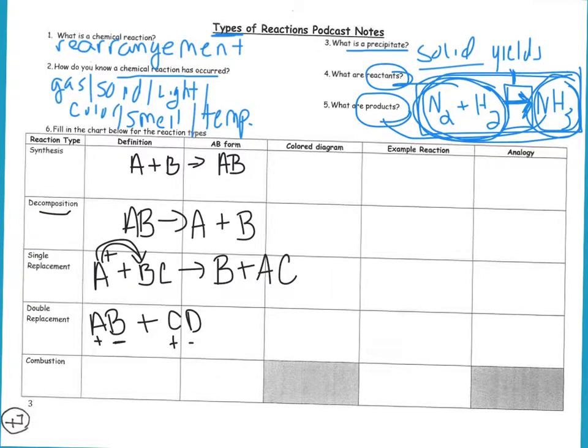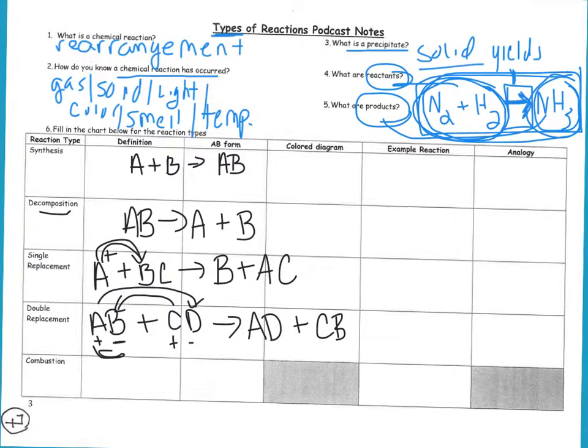And remember what you learned in bonding was that you had to have a positive and a negative thing to interact. So this positive is going to go with that negative, and that positive with that negative. And so we form AD plus CB. And this is the general form of a double replacement reaction.